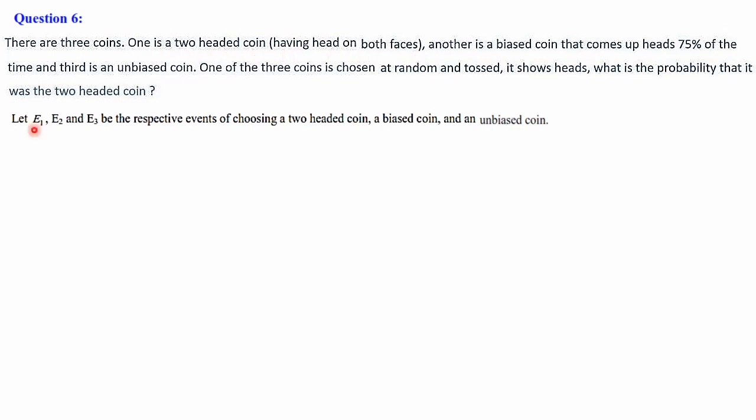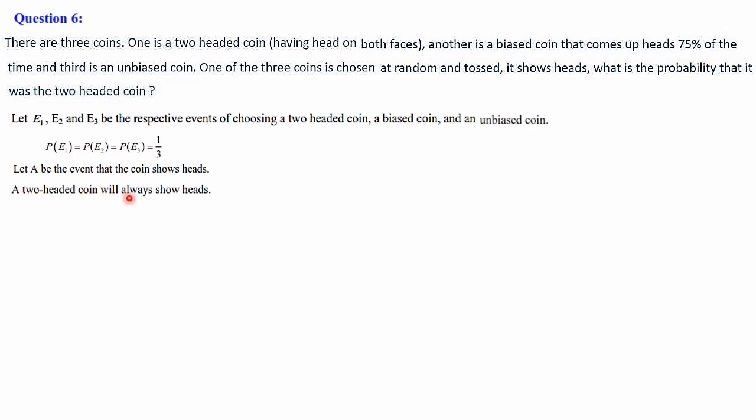So let's take E1, E2 and E3 be the respective events of choosing a two-headed coin, a biased coin and an unbiased coin. So P of E1, P of E2, P of E3 means the probability of choosing one coin at random out of these three coins, that is 1 out of 3. Then A be the event that the coin shows head. Here it is mentioned it shows head. So that event we can take it as A.